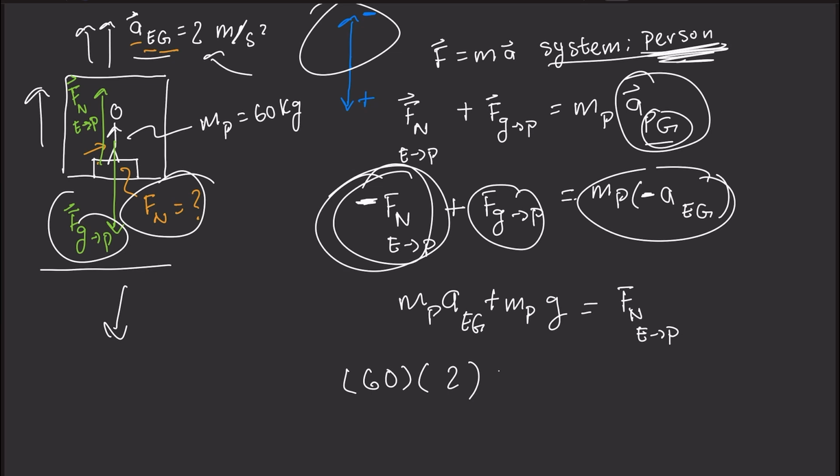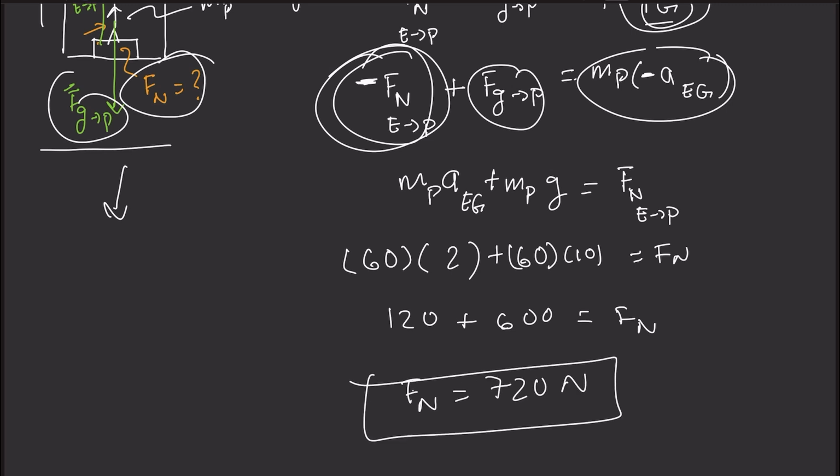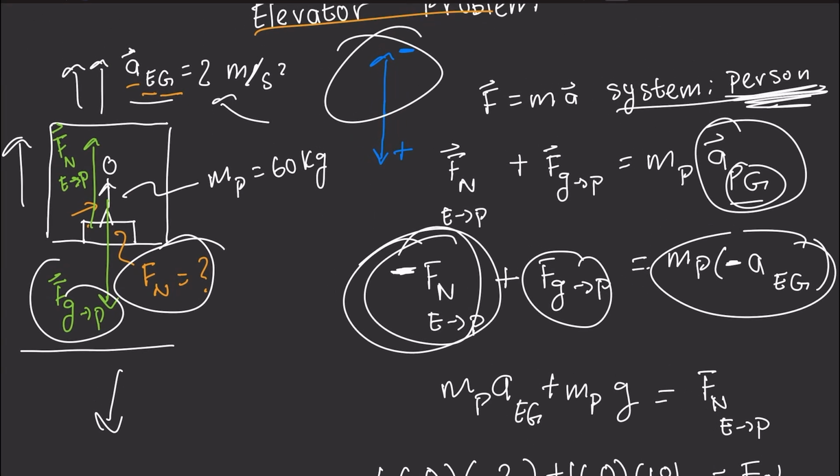Okay. Plus, the mass of the person again, 60 kg, and then 9.8. Actually, I'll make it 10 just so I can do the calculations in my head easier. Equals the normal force. So 120 plus 600 equals the normal force. So the normal force equals 720 newtons. This is what the scale is going to read. So the scale over here is going to read 720 newtons.